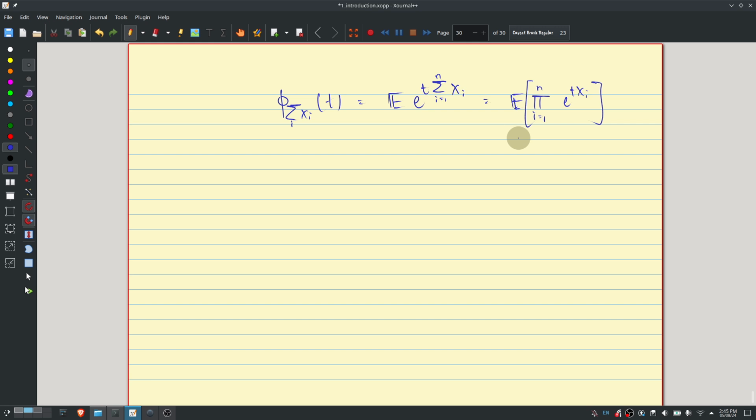But we know that the xi's are all independent of each other, right? So what is expectation of a product of independent random variables? It's the product of expectations. So this is just product i equal to 1 to n expected value of e to the t times xi.